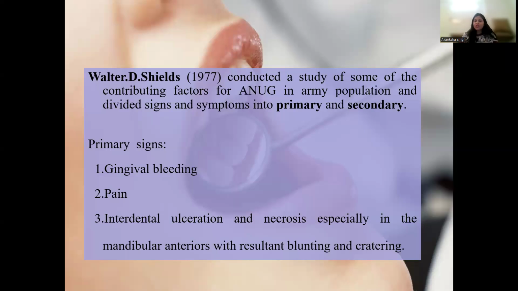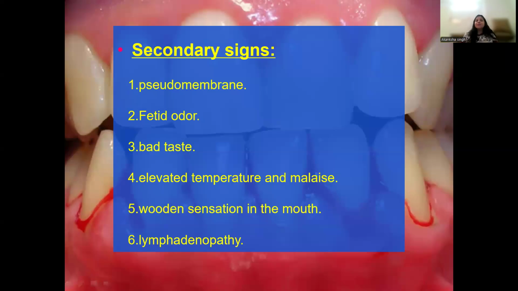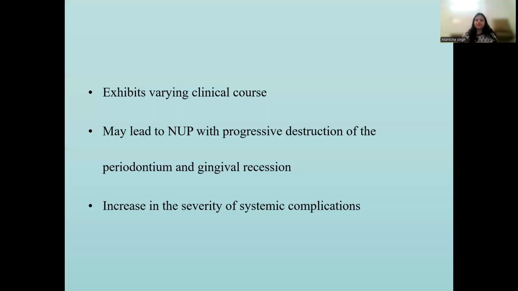So the most important feature is punch out craters, pseudomembranous slough, and there is a clear-cut demarcation between the gingival margin and the pseudomembranous slough. So the same blunting and cratering can be seen. Now, the secondary signs are pseudomembrane sloughing, which I have already told you, fetid odor, bad taste, elevated temperature and malaise because lymph nodes are also involved, wooden sensation in the mouth, lymphadenopathy.